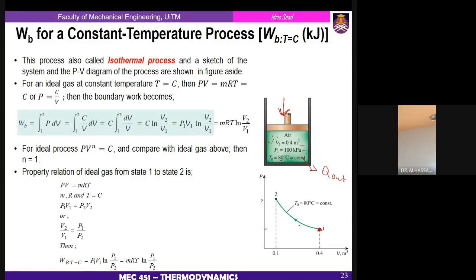The way the temperature profile looks like. Sorry, the pressure profile. This is the way it looks like. Okay? So if we want to find what is the boundary work associated with the compression of this ideal gas, which is air, now we come to the fundamental equation. Boundary work equals integrating from state 1 up to final state, Pdv.